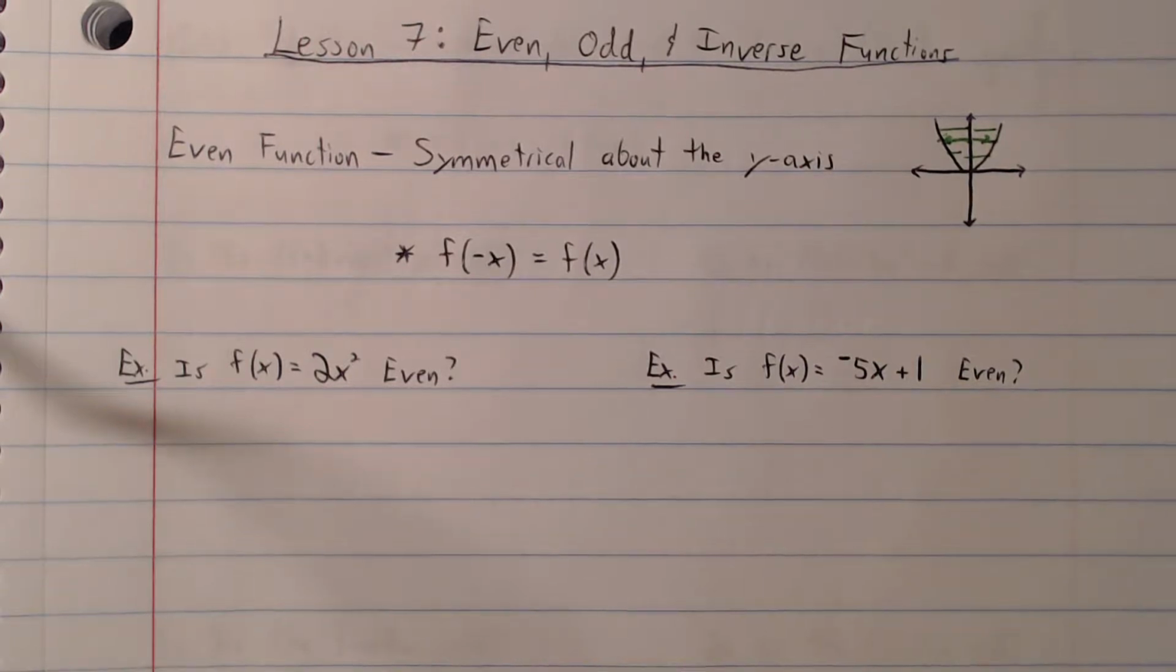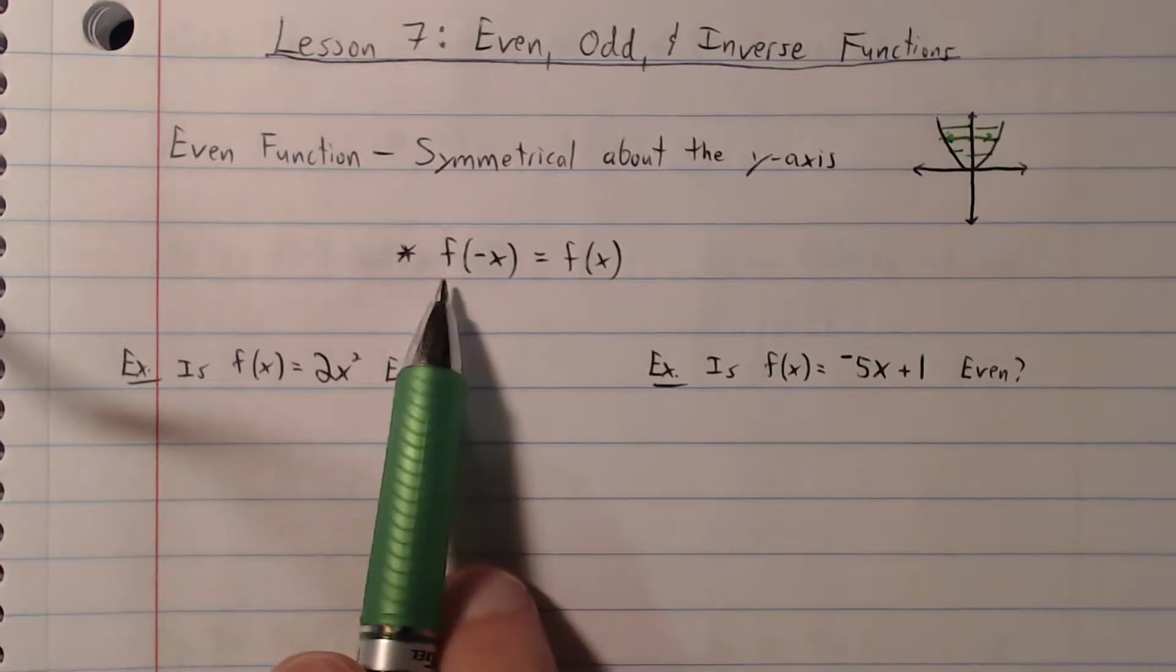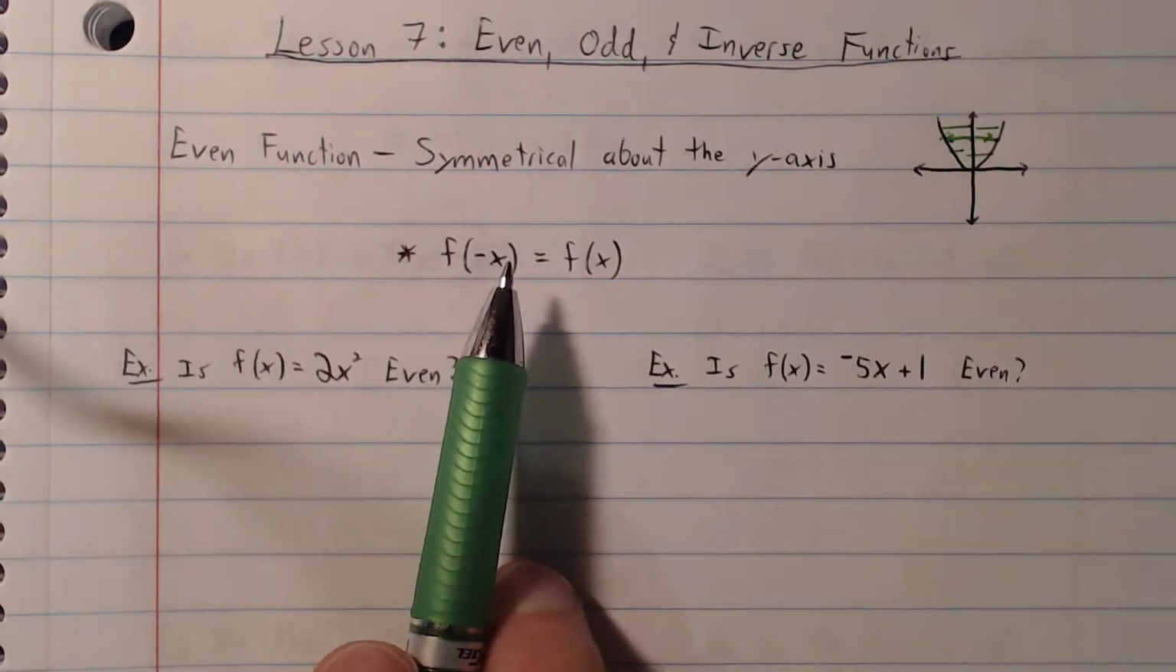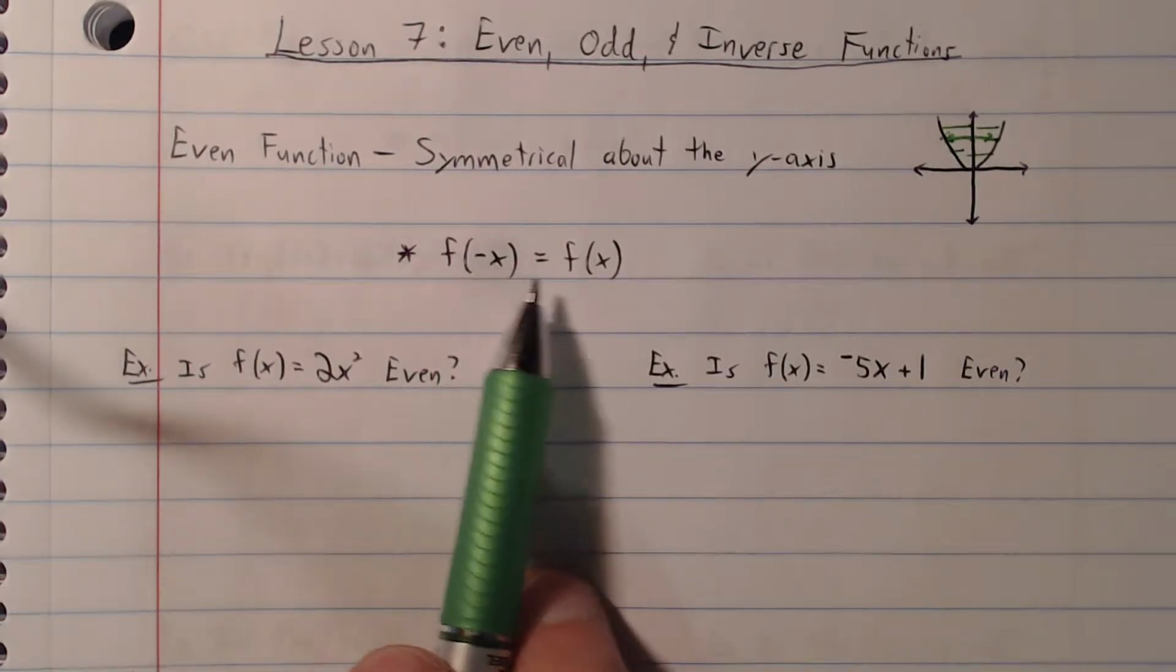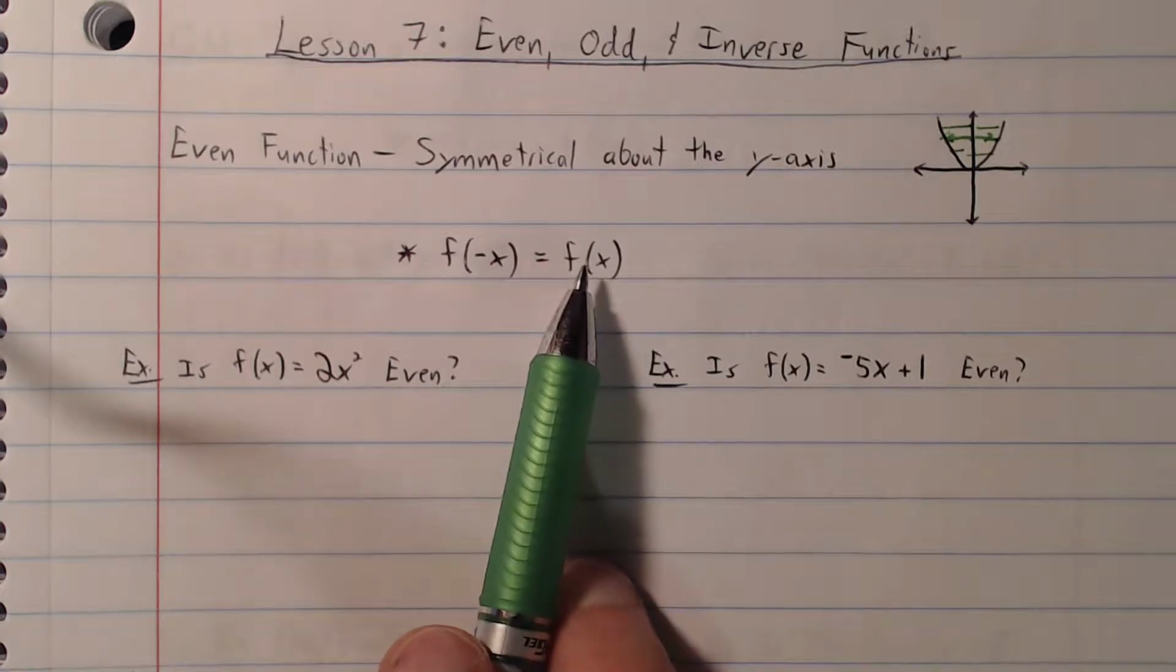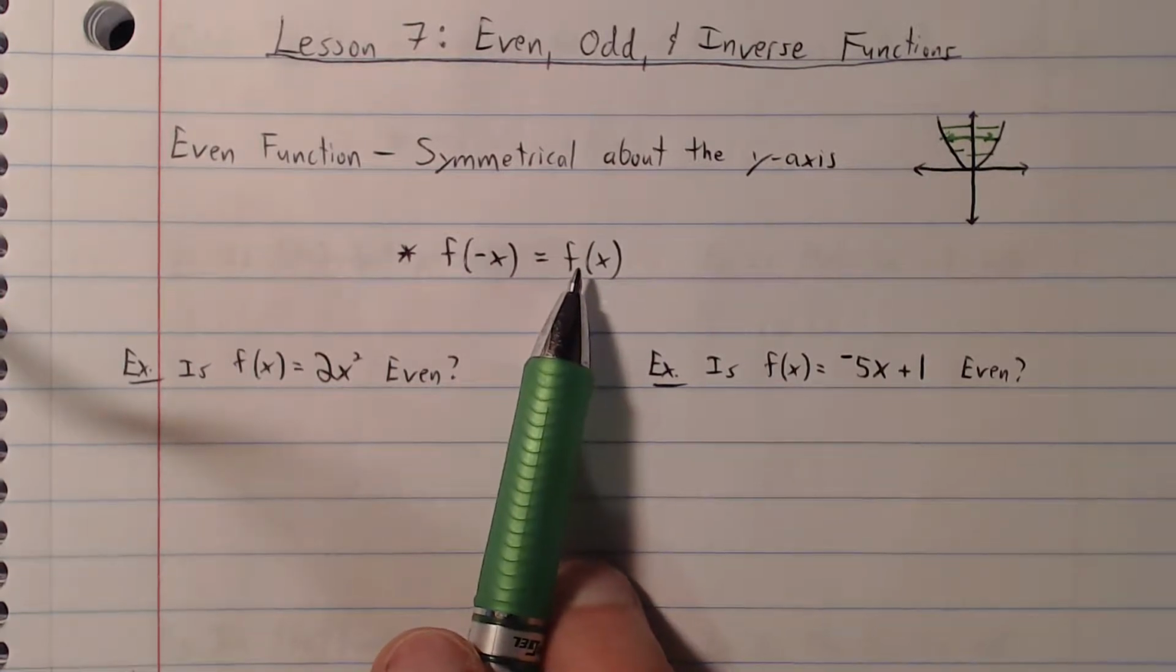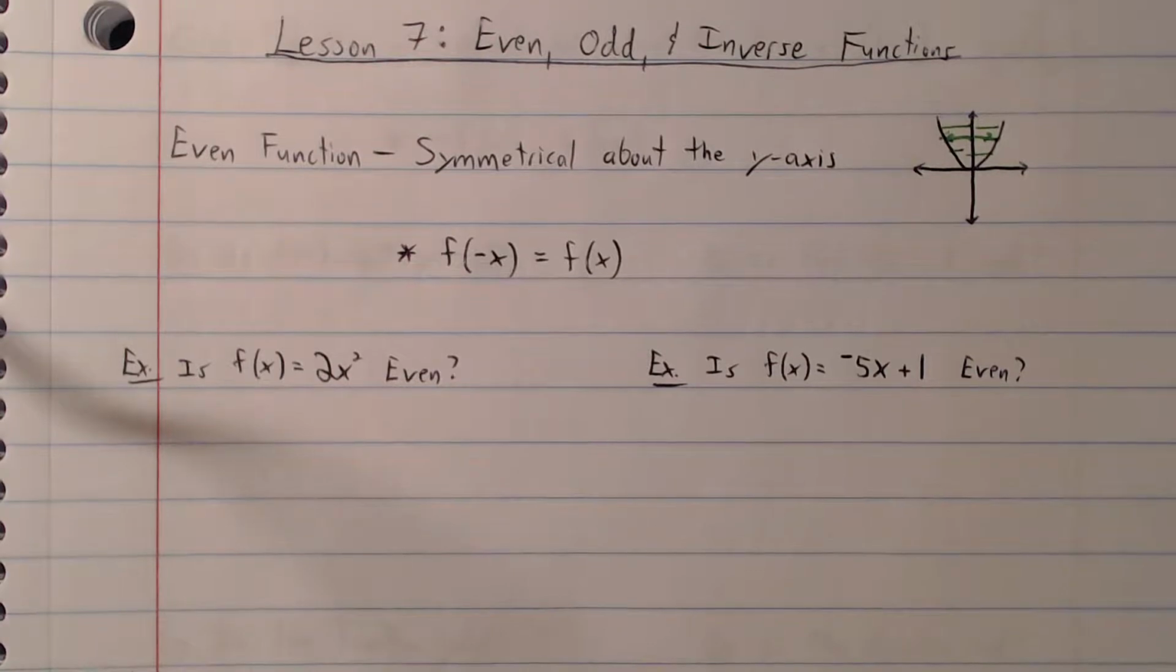How we can check to see if a function is even is with this formula right here. If we can plug in the opposite value of x and come out with f of x, or the same function that we started with, then the function is even. So let's take a look at an example.